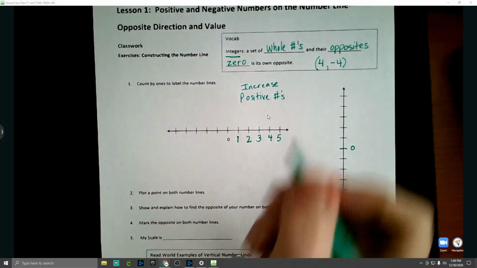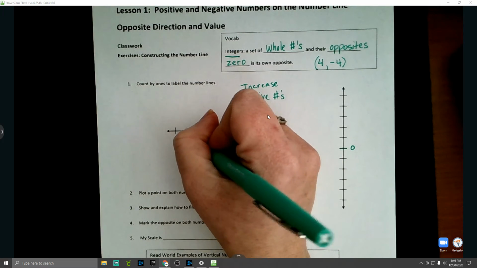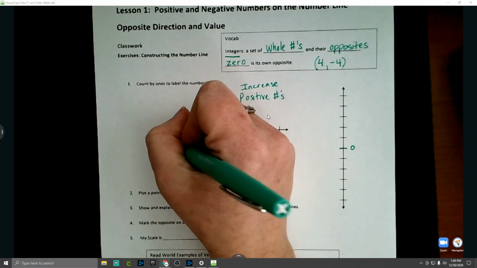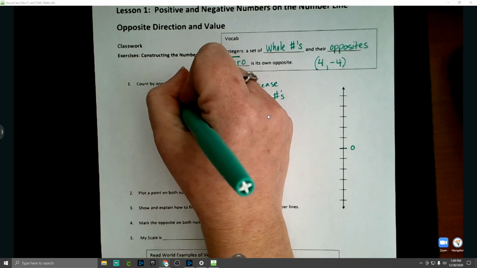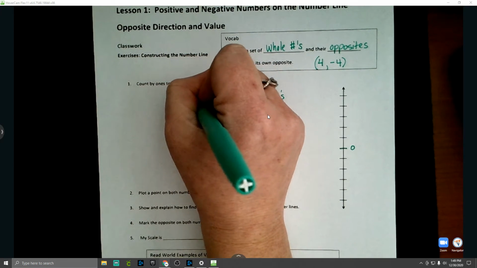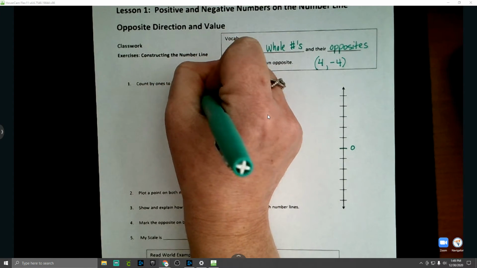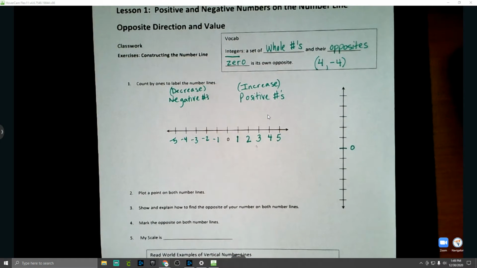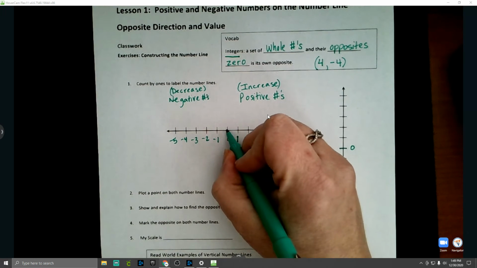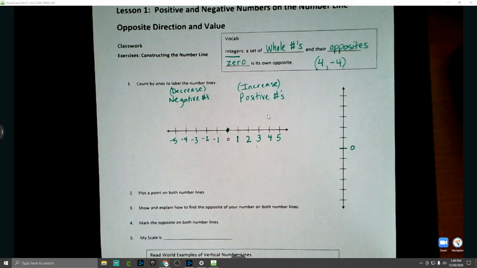And then going the opposite way, the opposite of 1 is negative 1, negative 2, negative 3, negative 4, and negative 5. And so these are our negative numbers, and they decrease. Anytime you want to mark on the number line, you would put a dot right on the line, right in the middle of the tick mark.